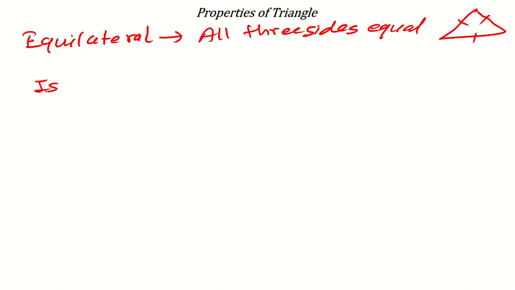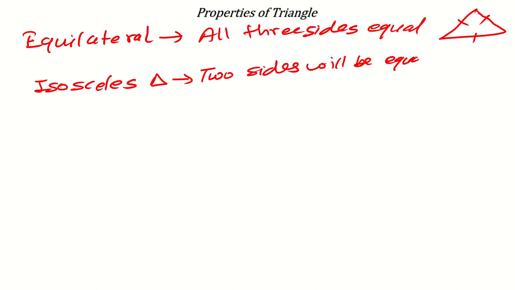Another can be the isosceles triangle. Isosceles triangle means two sides will be equal, and normally it will be given to you like this. Only two sides will be marked, so two small lines on any two sides.